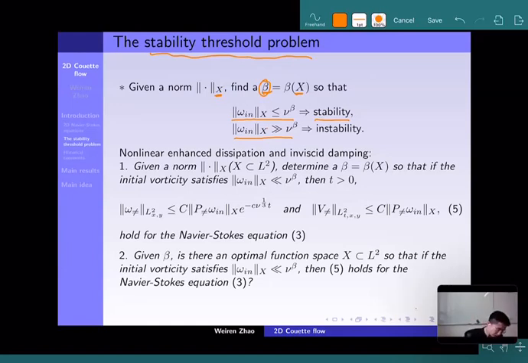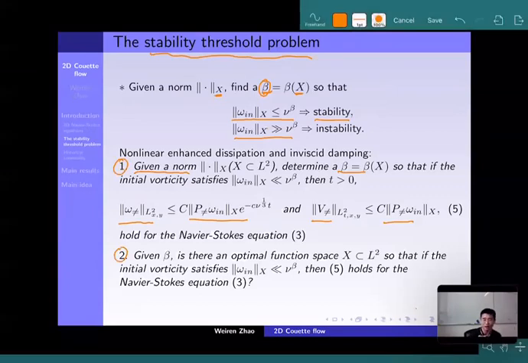Also, there is another way to specify this kind of problem, which is to introduce the nonlinear enhanced dissipation and inviscid damping, which says that given a norm and determined beta, when we say stability, we say that the enhanced dissipation holds and the inviscid damping holds. So it's more precise than the previous one. The previous one just says stability. Here you also need some asymptotic behavior when t gets larger. Of course, this problem is related to the first one. These two are almost the same, you can say.